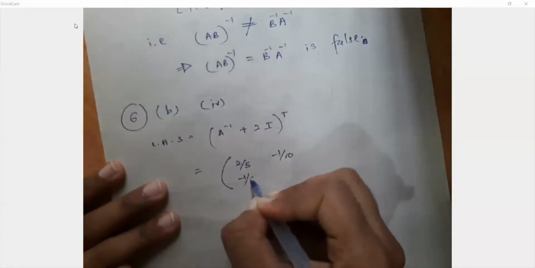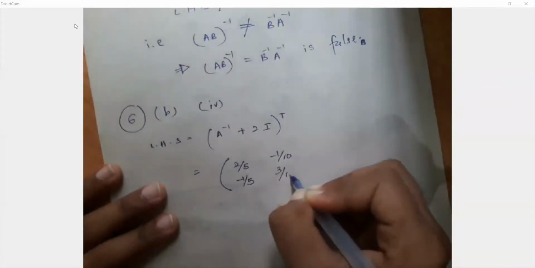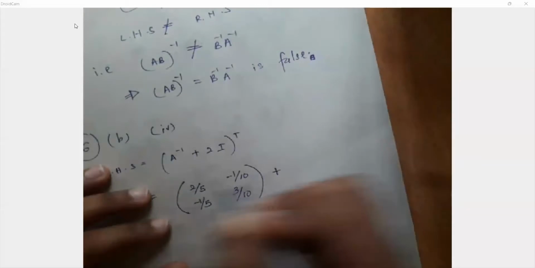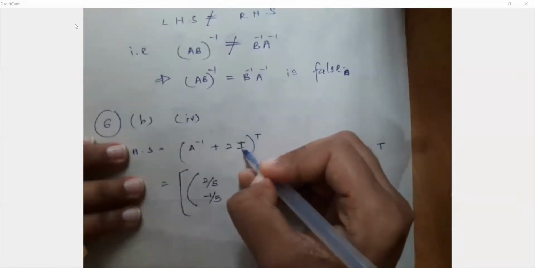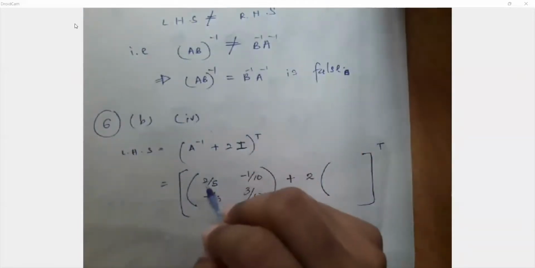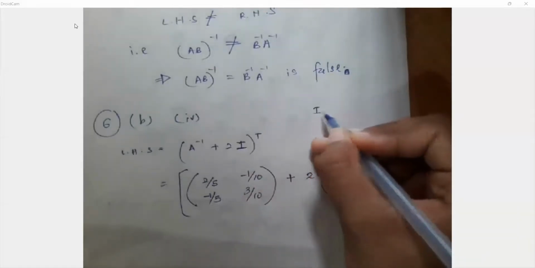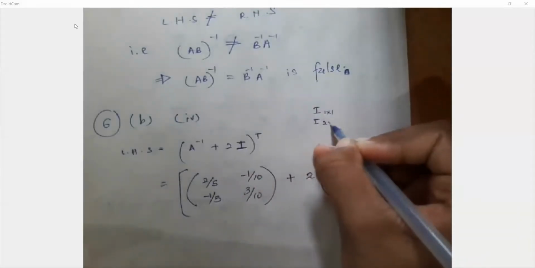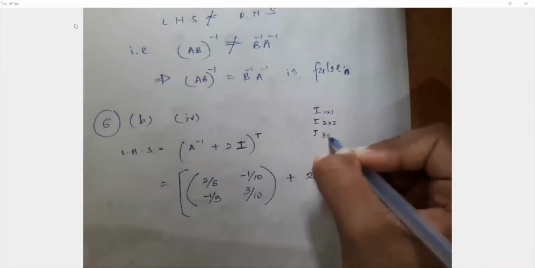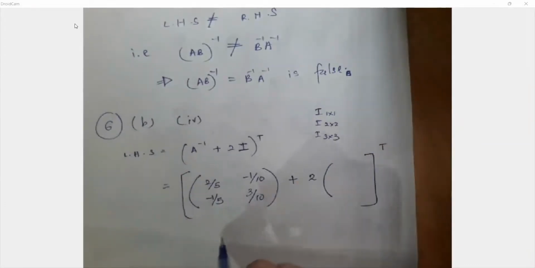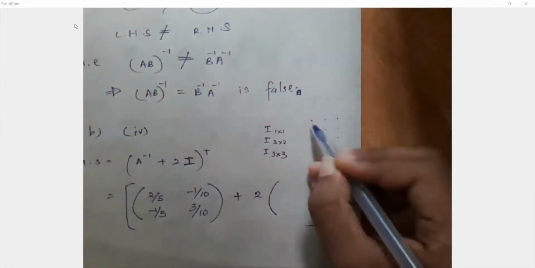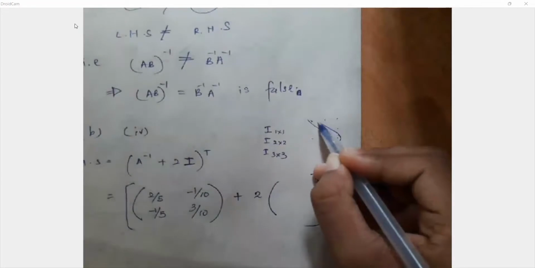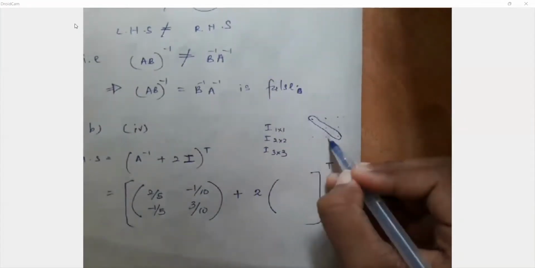You have to do it with me, okay? If you can't try at home, try to do with me. Class, we have to take it 2 times. Now what? I means the identity matrix. I can be 1 into 1, I can be 2 into 2, I can be 3 into 3. It is always a square matrix where the diagonal elements are 1 and all the other elements are 0.